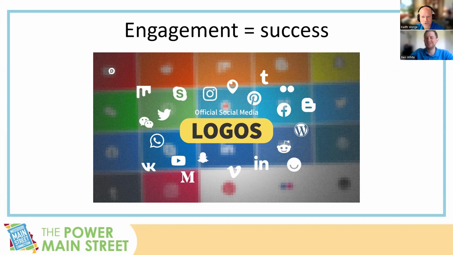YouTube has 2.5 billion monthly active users. The age group with the highest percentage is 18 to 29 with 93% usage. 30 to 49 is 84% usage, and 50 to 64 in age is 86% usage. Again, very surprising to me. Universally popular across all age groups.